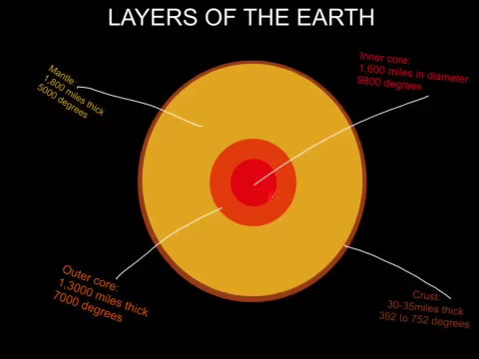The outer core is next, which is 1,300 miles thick, which is 7,000 degrees. And the next layer is the mantle, which is 1,800 miles thick and 5,000 degrees. And on the very edge of the surface would be the crust, which is 30 to 35 miles thick and 392 to 752 degrees Fahrenheit.